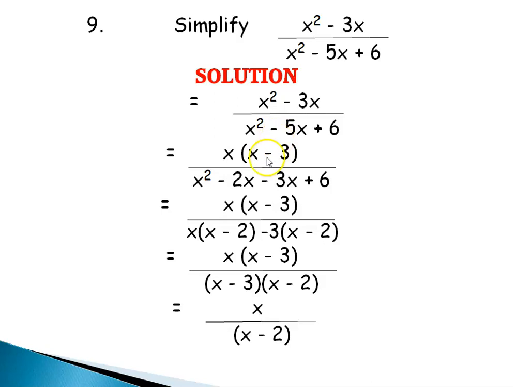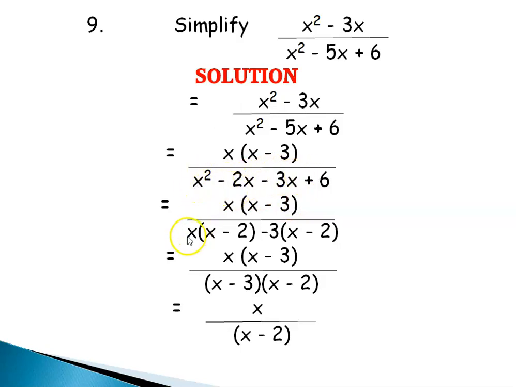Very good. Alright, so what I'm going to do is to replace this 5x with my minus 2x and minus 3x, since those are the two numbers that when I multiply together will give me 6, and when I add together will give me minus 5. So instead of minus 5x, I'm going to have minus 2x minus 3x. Is that taken? x squared minus 2x minus 3x plus 6.